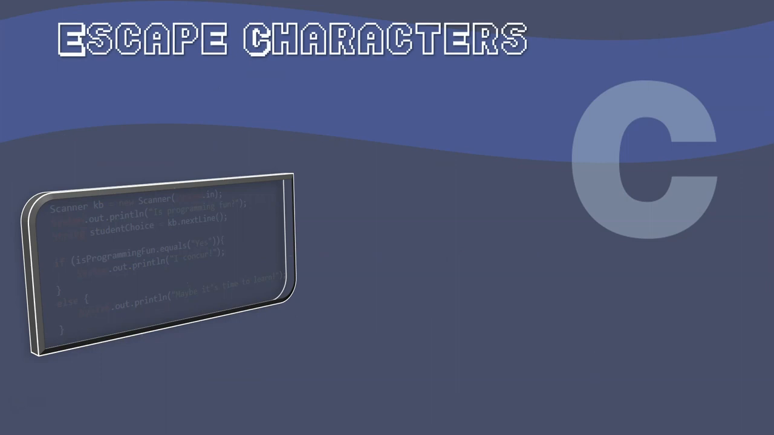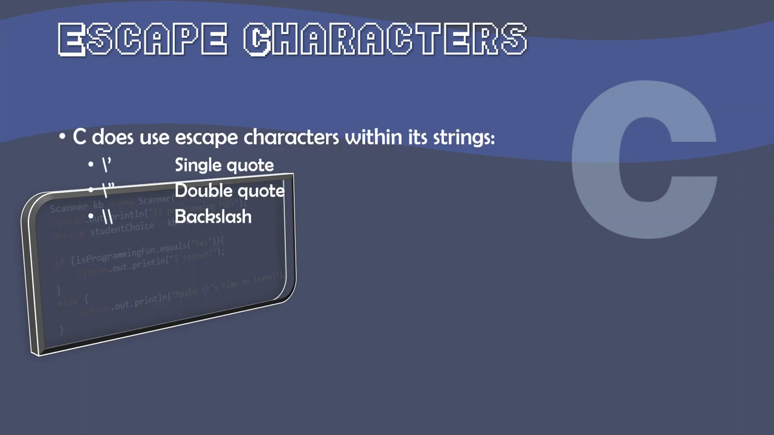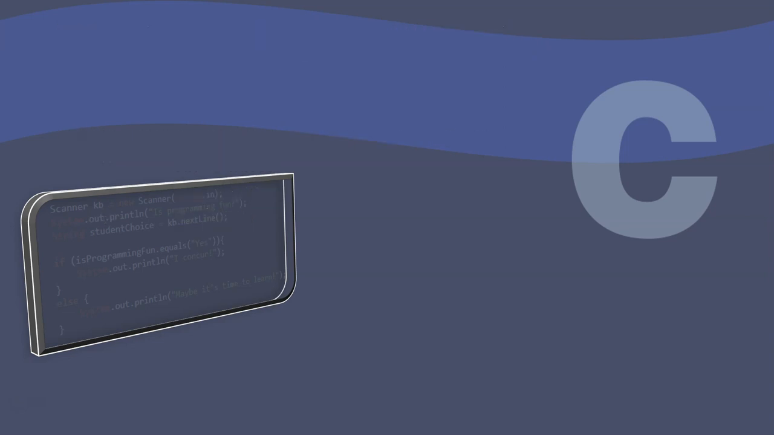C does have some escape characters that we can use besides the ones that we've already seen. So, for example, if you want to do certain things within your strings that aren't going to cause issues, you can use a single quote, a double quote, or a backslash very easily. And these, of course, are very familiar to us from most of our other languages.